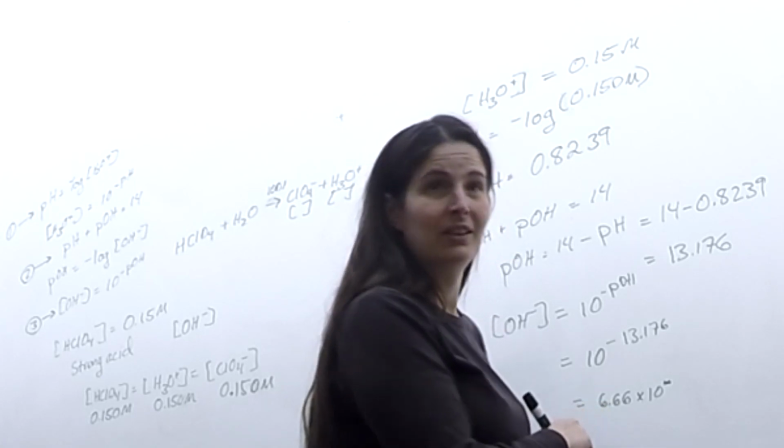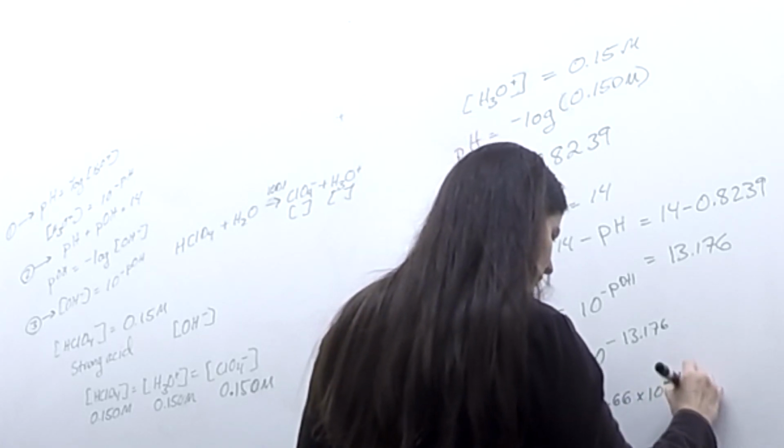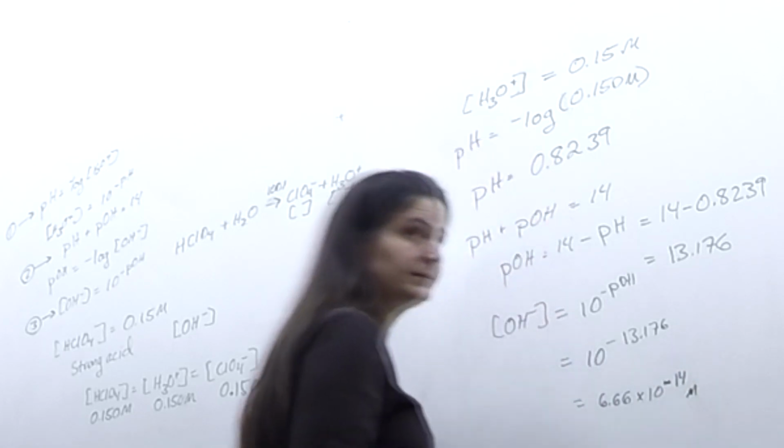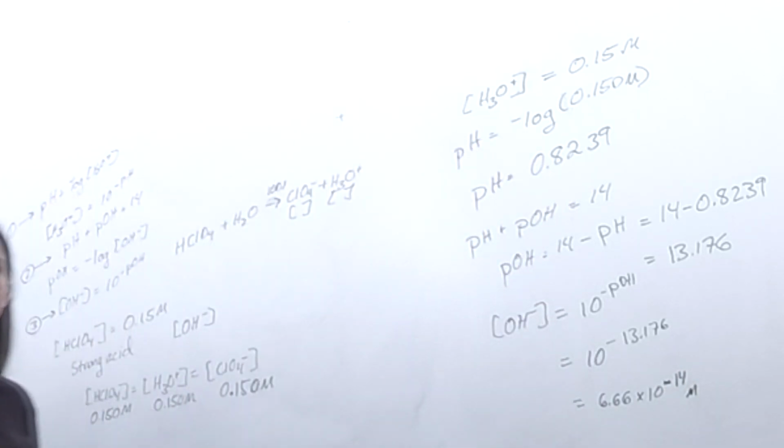To the negative 14. There you go. Should be really small, right? Because this is an acid, the OH will be very, very small. It's basically what's contributed by the water.